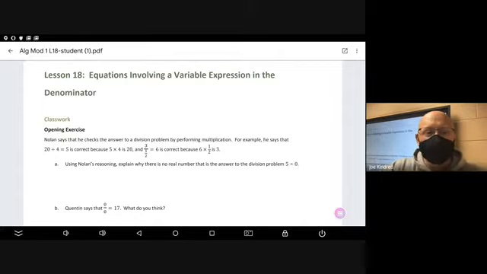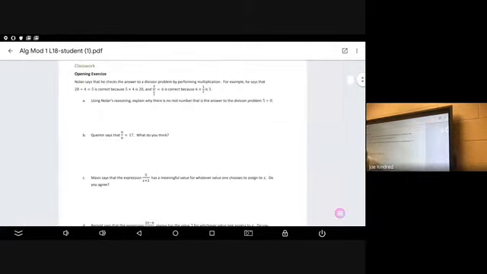But this opening exercise, we're asked to consider when 0 is possibly in the denominator. So in this first part, you can see that it says someone wants us to check the answer to a division problem by performing multiplication. For example, he says that 20 divided by 4 is 5. We know that's true. 5 times 4, the opposite of division, is 20. That makes sense.